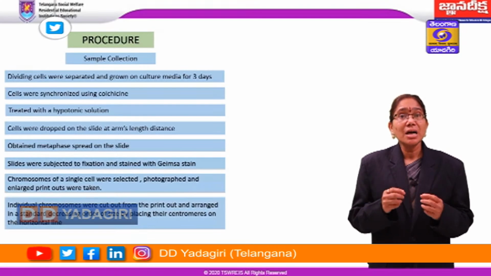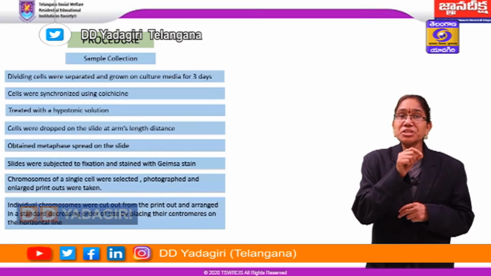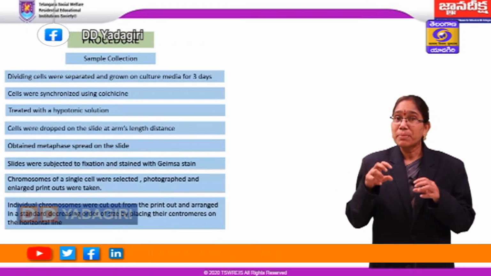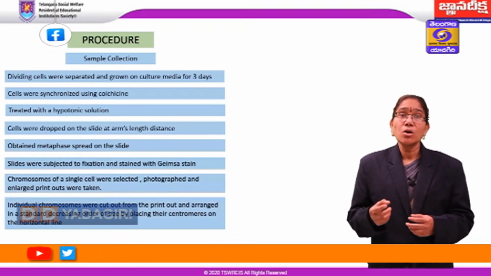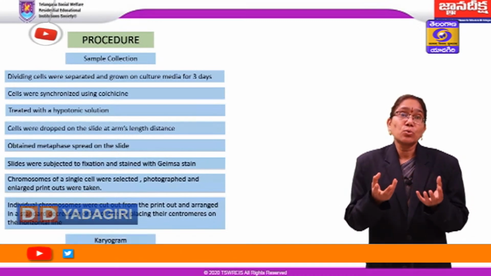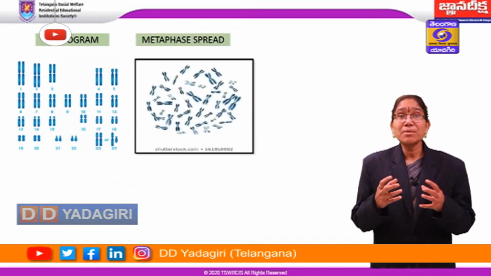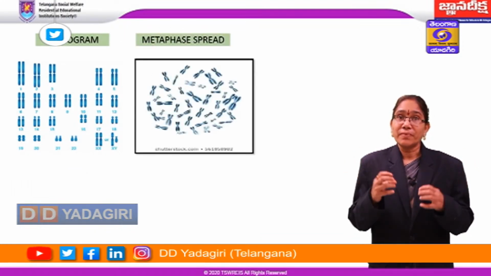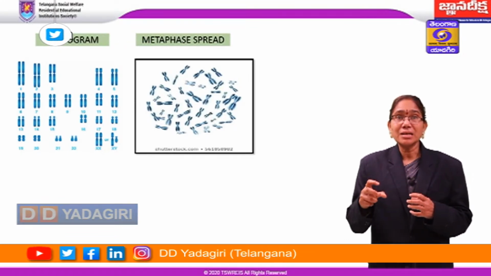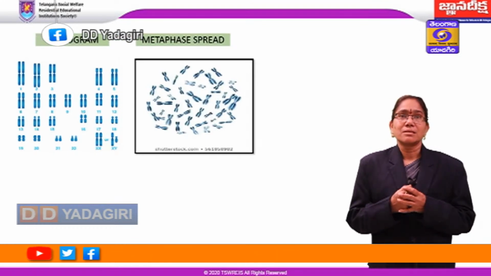Individual chromosomes are cut out from the printout and arranged in a standard decreasing order of size by placing their centromeres on a horizontal line, which creates a karyogram. Look at the pictures. Here we can see a metaphase spread. When chromosomes are arranged in a standard manner, it creates a karyogram which looks like this.